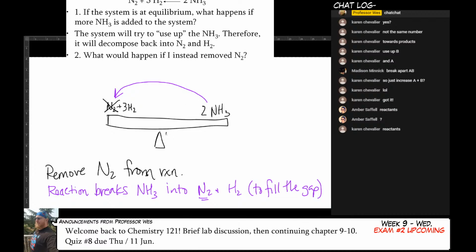What if I remove ammonia? Then I have too little ammonia. I need to shift in the direction of the products to create it. So whatever I do, the reaction responds by trying to undo the change. That's what it's trying to do. It's trying to get back to equilibrium.